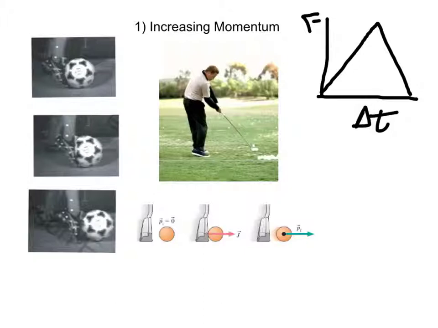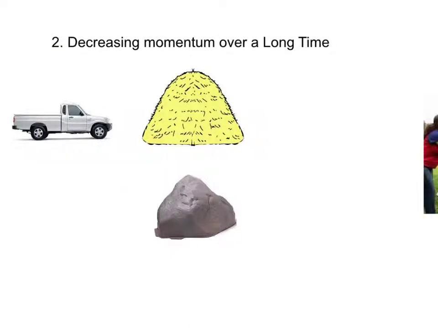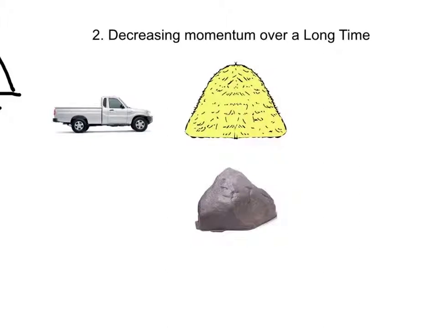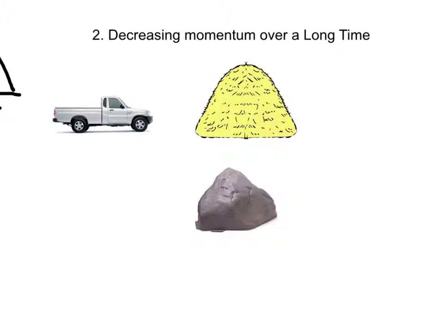So we can also talk about decreasing momentum over a long period of time. Let's imagine you're driving your car down a hill and suddenly the brakes go out. So you can't stop. At the bottom of the hill, you see a large boulder and a large stack of hay. The stack of hay is clearly large enough to stop your car, okay? So which would you rather run your car into? The boulder or the stack of hay? Well, obviously the stack of hay, right?